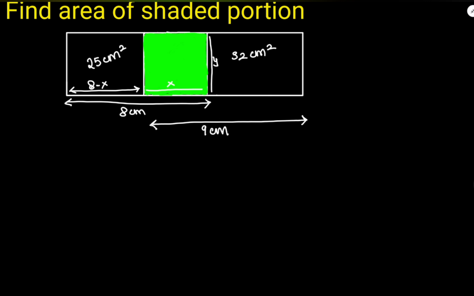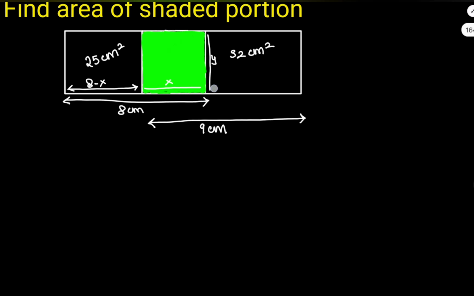And this whole is 9, right? So this will be 9 minus x. Okay, so now what are we given? We are given the area of this rectangle. Suppose this side is y, then this will also be y and this will also be y.